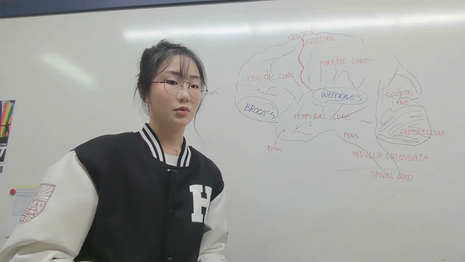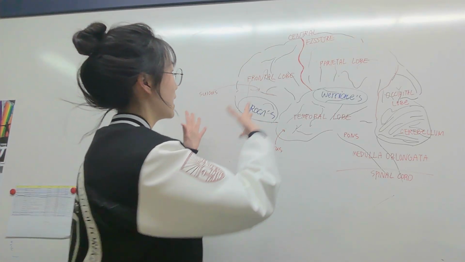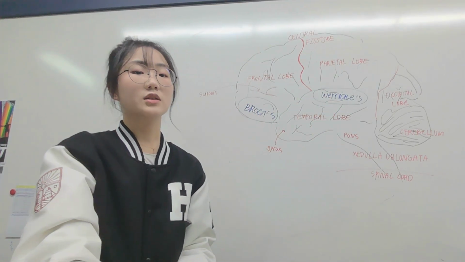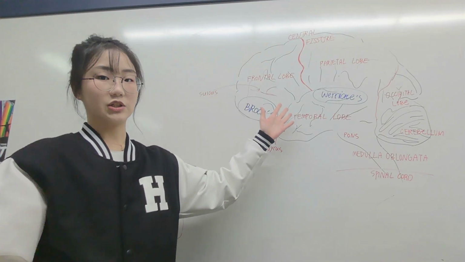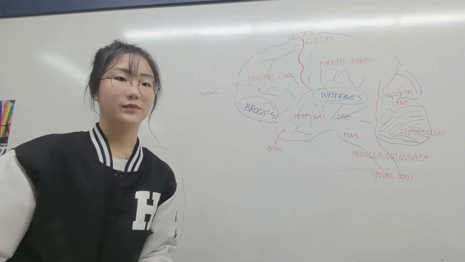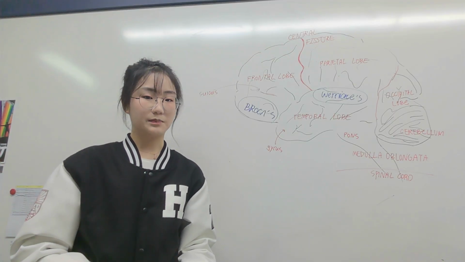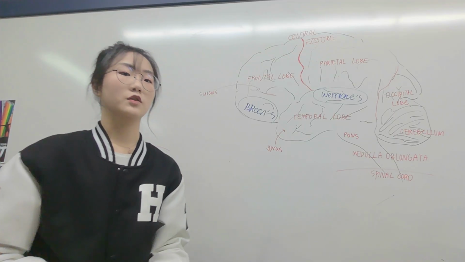Next is the parietal lobe, found right behind the frontal lobe. This lobe processes somatosensory information, including touch, pressure, pain, and temperature. It also plays a role in spatial awareness and perception.